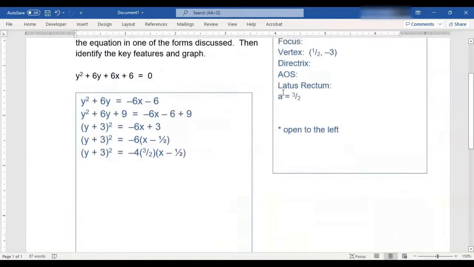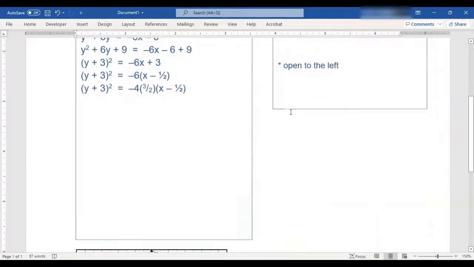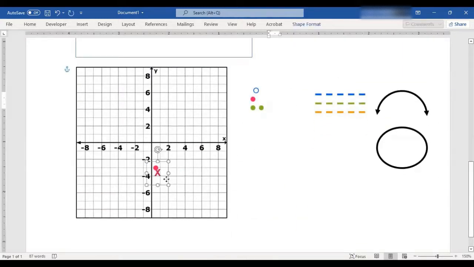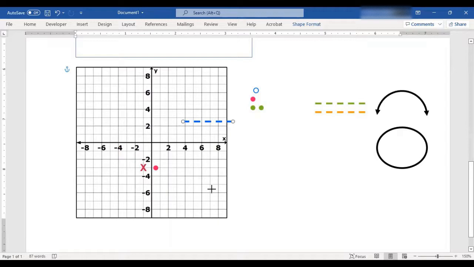So my distance of A is 3/2. So to plot the focus, I'm going to go, here's 1/2 and then 1. So that's a distance of 1/2 to the left. And then the directrix is going to be a vertical line 1.5 units to the right. Remember, the vertex is halfway between the focus and the directrix.